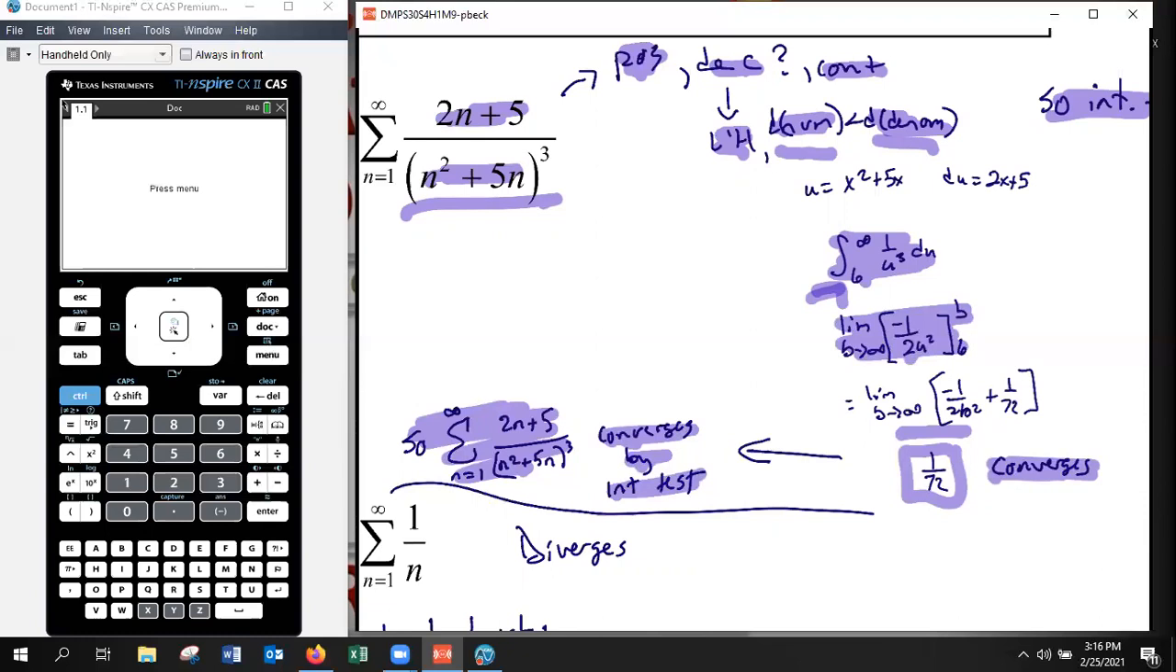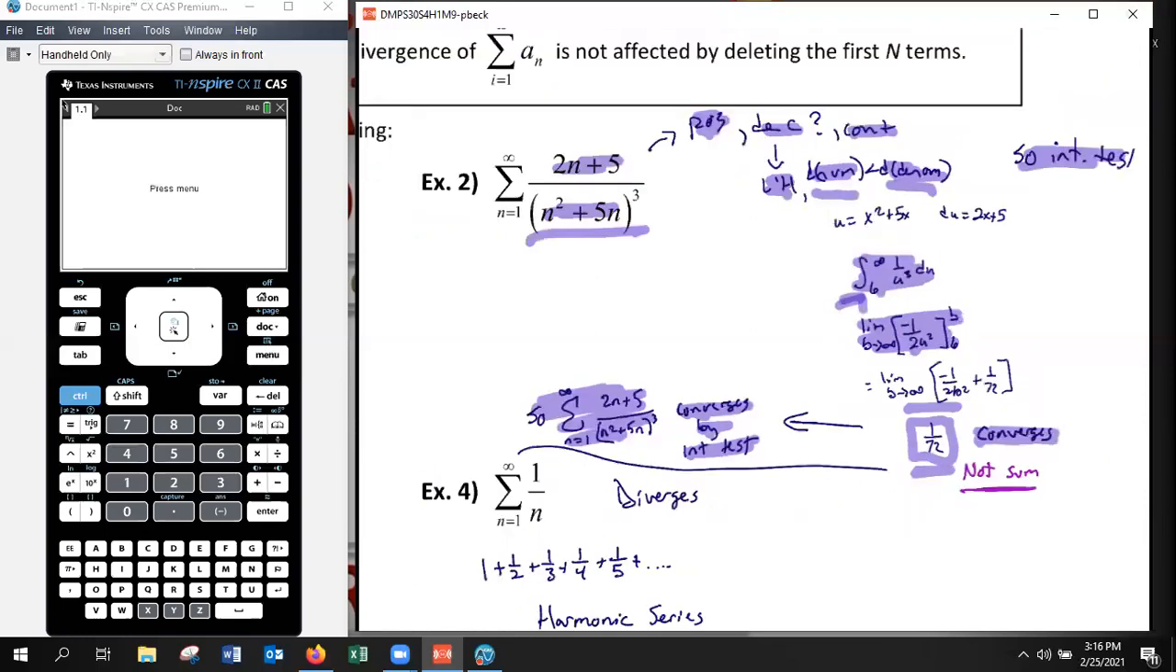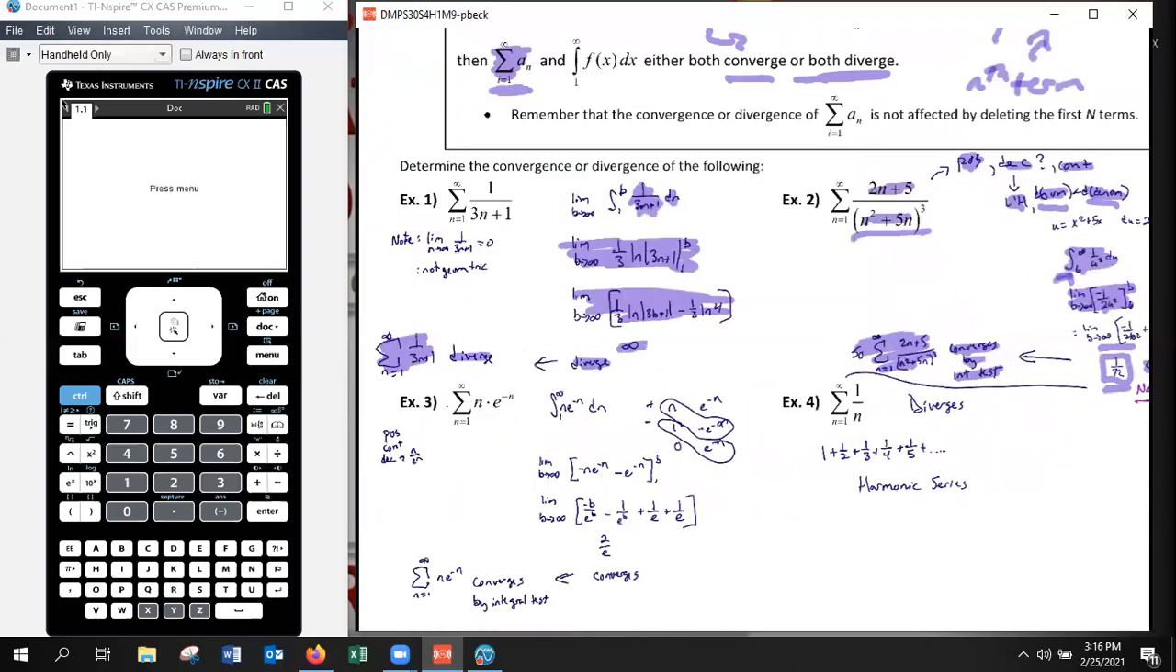Now, the integral value is 1/72, but please know that the integral value is not the sum. So this is the integral value, and let me change colors on here just for representation. This is not the sum. I wish I would have chosen a color other than purple, but oh well. So that's not the sum of the series, that's just the integral. The integral converged, so therefore the series converged.